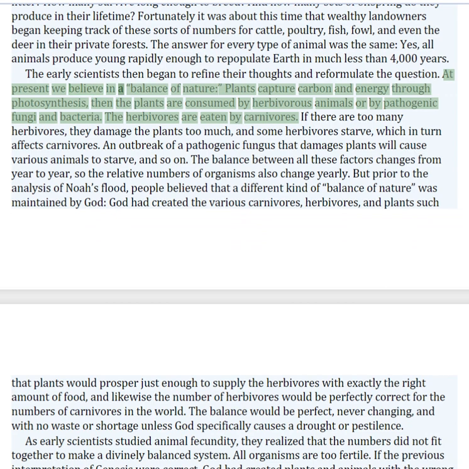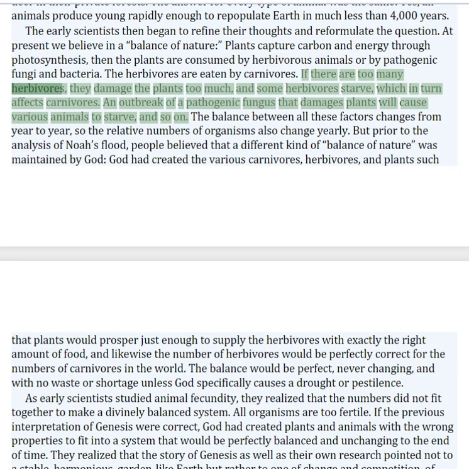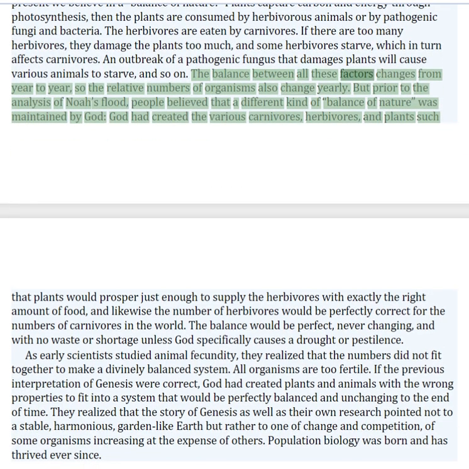At present, we believe in a balance of nature. Plants capture carbon and energy through photosynthesis, then the plants are consumed by herbivorous animals or by pathogenic fungi and bacteria. The herbivores are eaten by carnivores. If there are too many herbivores, they damage the plants too much, and some herbivores starve, which in turn affects carnivores. An outbreak of a pathogenic fungus that damages plants will cause various animals to starve, and so on. The balance between all these factors changes from year to year, so the relative numbers of organisms also change yearly.